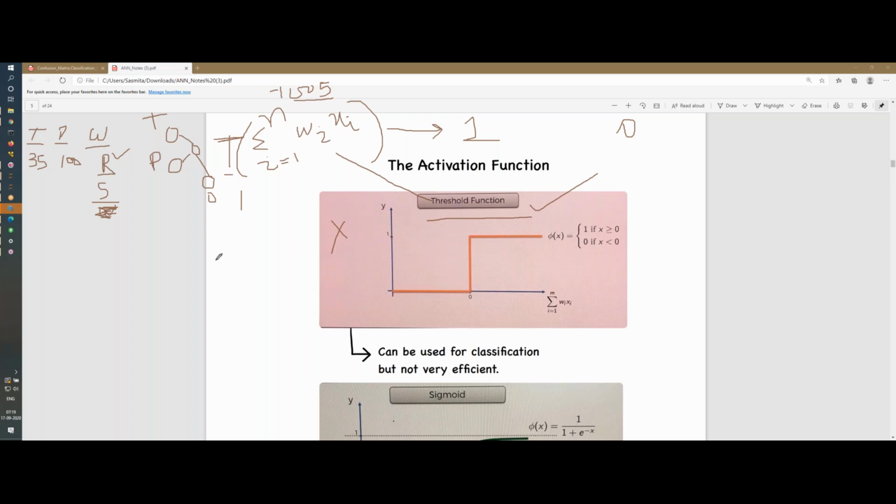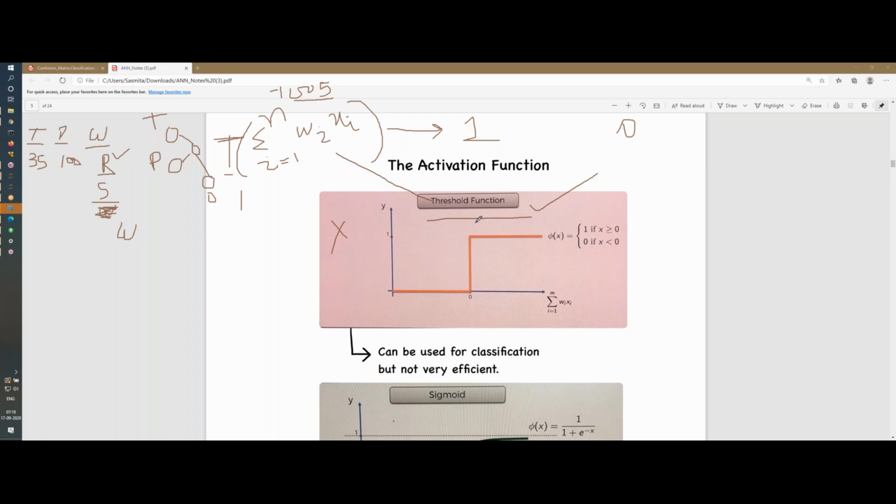But you tell me, if I have three classes, rainy, sunny, and windy, can I use this threshold as an activation function? The output can be sometimes rainy, sometimes sunny, and sometimes windy. Can I use this threshold as an activation function? No. Why not? Because I have only two options, 1 and 0. It cannot predict. It is not good for multi-class classification.